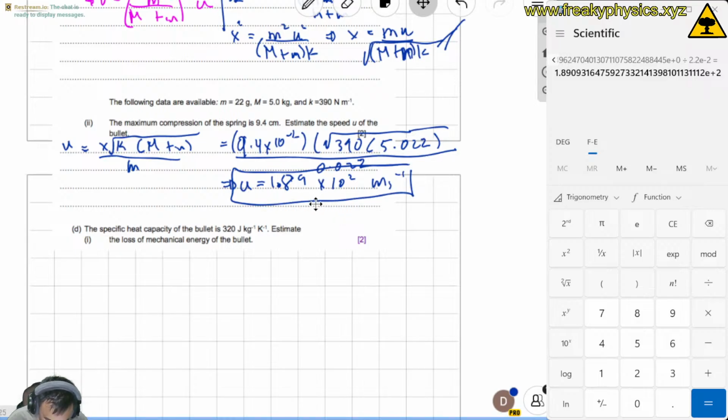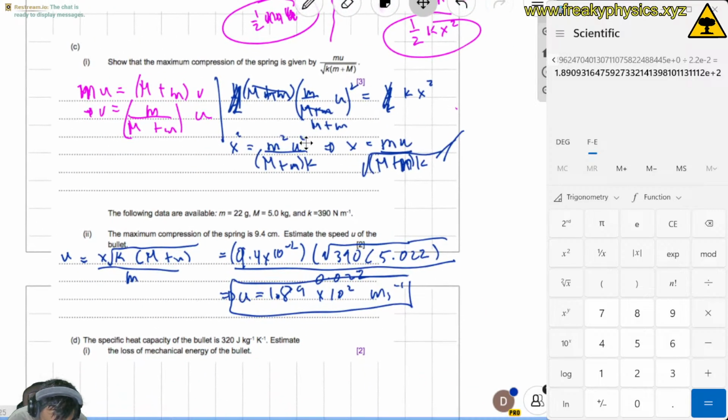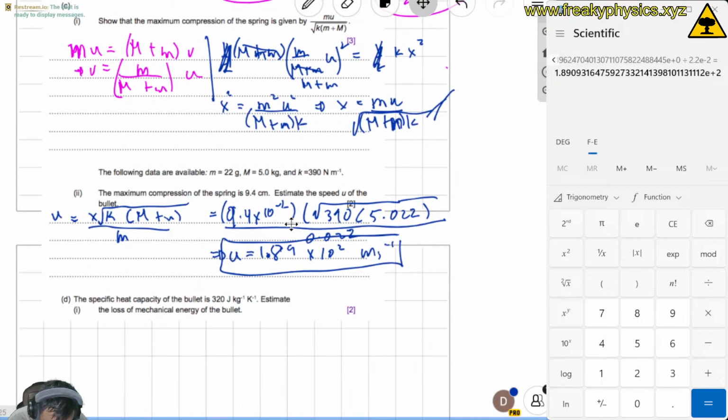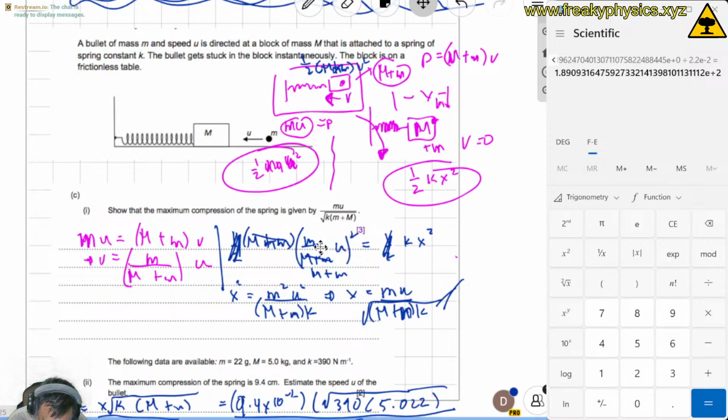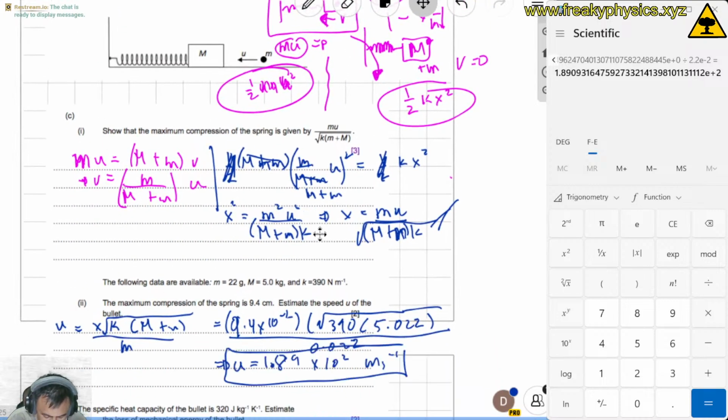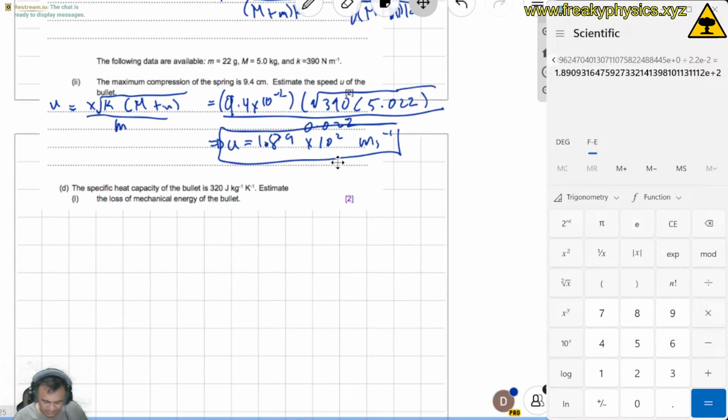So the specific heat capacity of the bullet is given, and then we estimate the loss of mechanical energy of the bullet. We know U, we know V, right? No, we don't know V yet. Oh, actually, yes, we do. It stops, right? So U is 189 meters per second, and V equals 0 because it's at the point where the bullet stops with the block, when the spring is fully compressed.